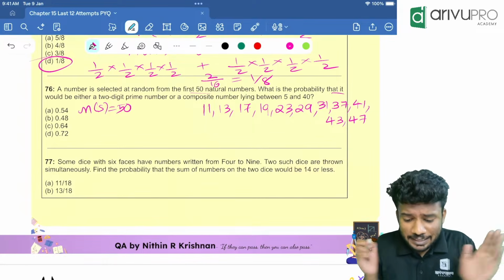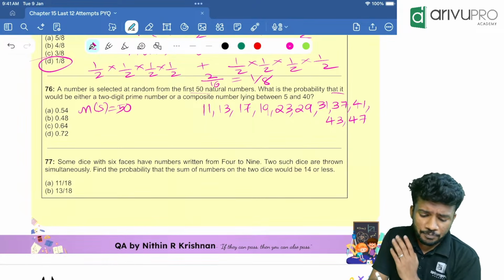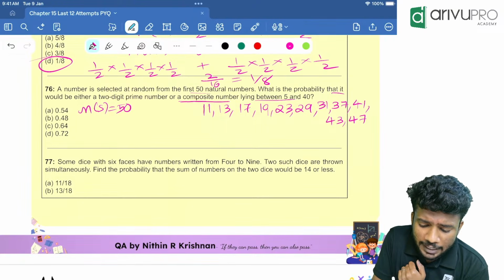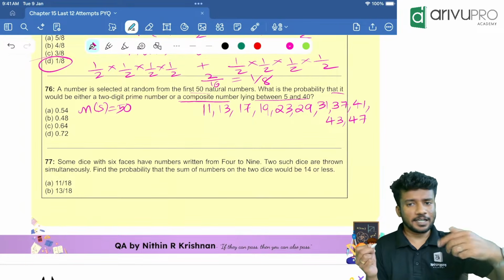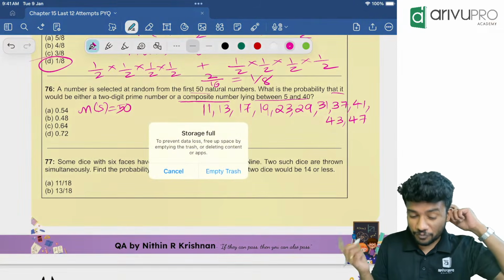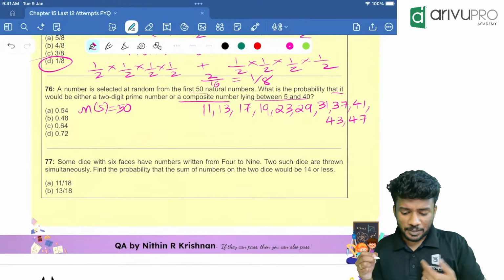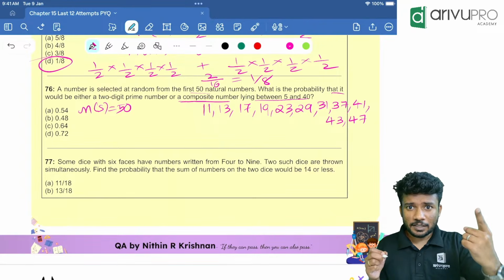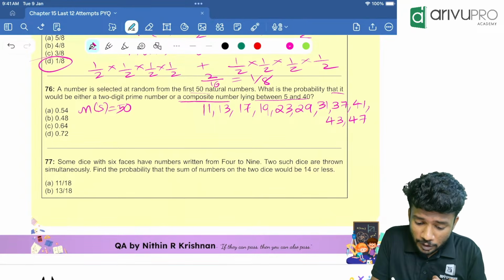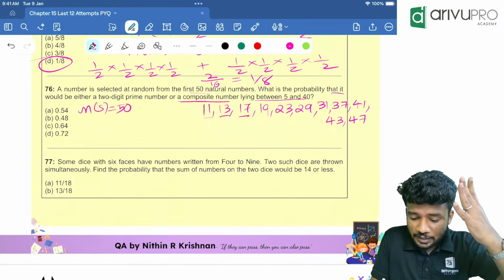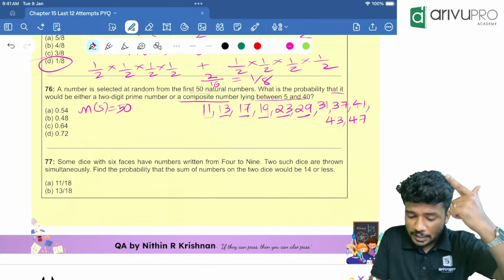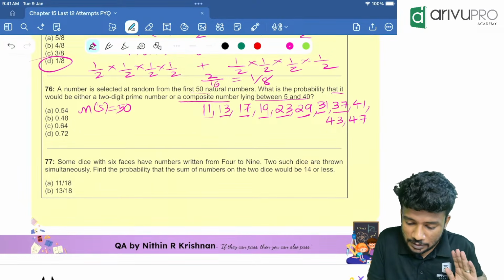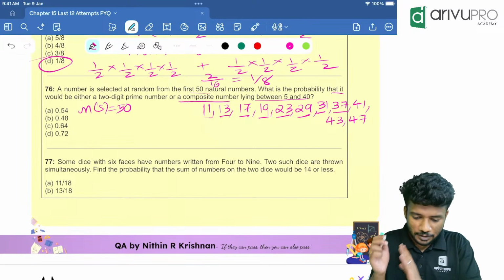Correct? Yes. Then next one is or a composite number lying between 5 and 40 is another condition. How many composite numbers are there between 5 and 40? Before that, how many prime numbers are there between 5 and 40? 7 is there. Then 11, 13, 17, 19, 23, 29, 31, 37. So 3, 6, 8 plus 9. So 9 prime numbers are there in total.